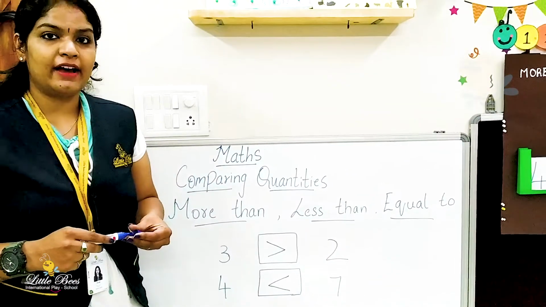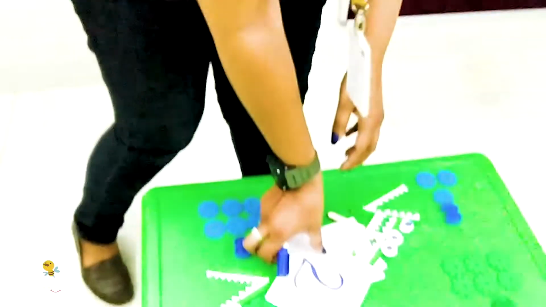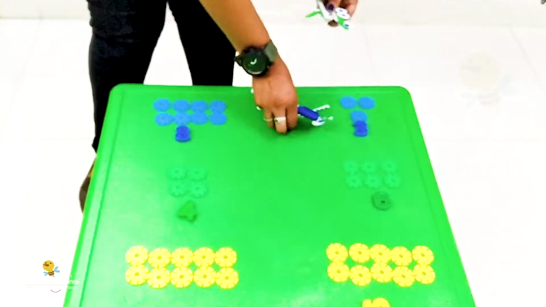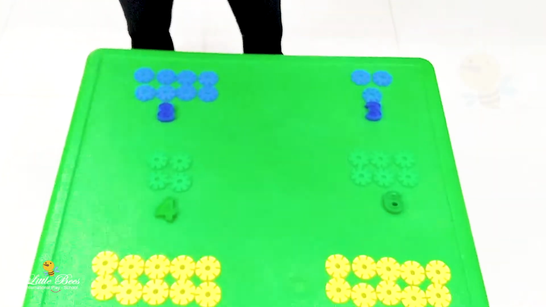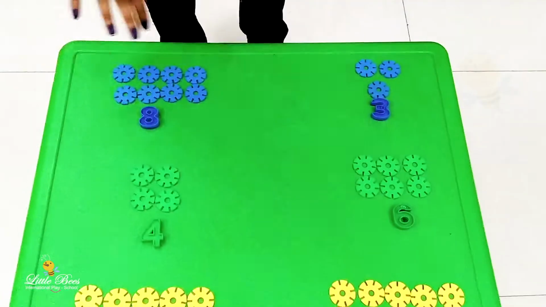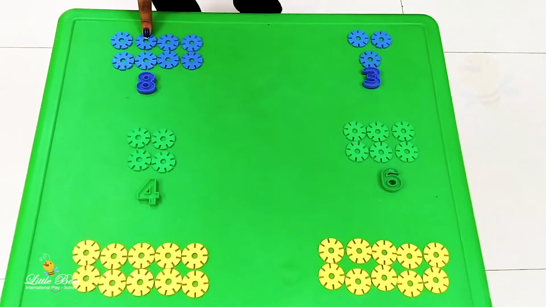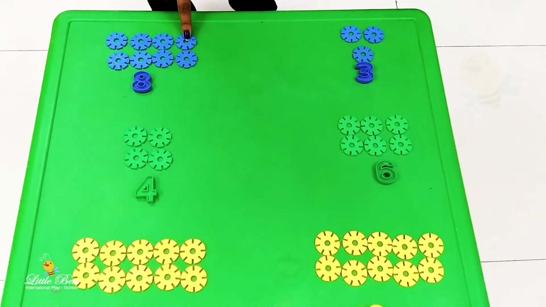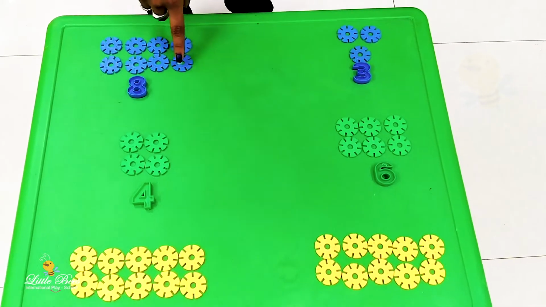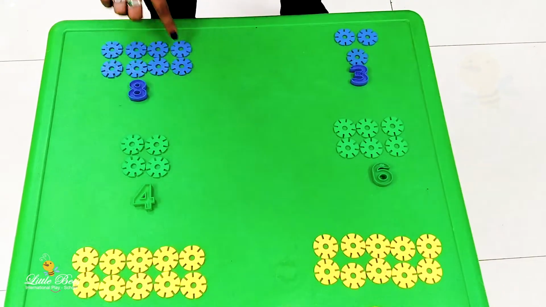So I have an activity for you here. Here we will place the crocodile's mouth. You have to count with me. I have a lot of wheels here. 1, 2, 3, 4, 5, 6, 7, 8. So it is 8. We have 8 wheels here.